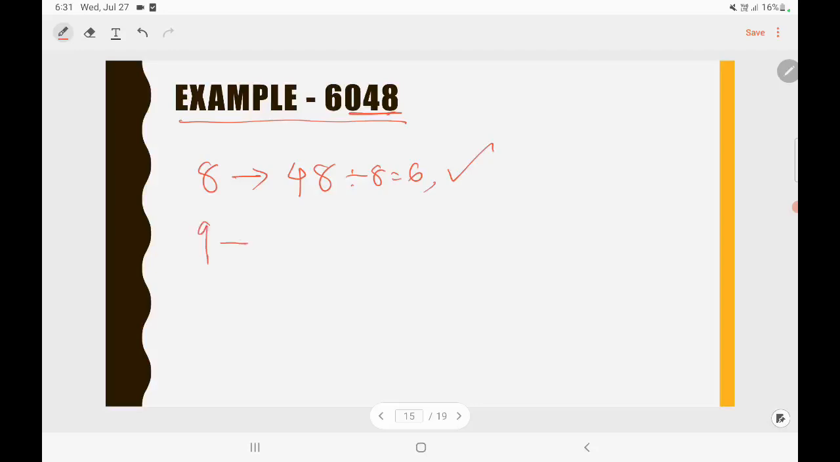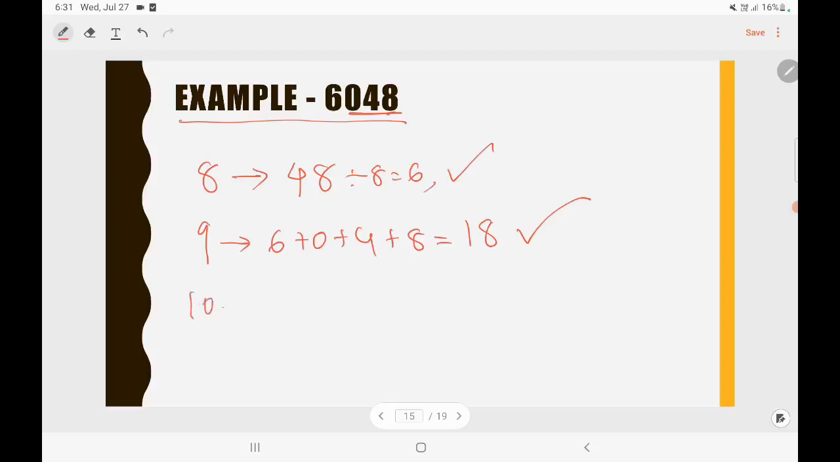Now for 9, what you need to do? You need to sum the digits. That means 6 plus 0 plus 4 plus 8, that is equal to 18. Is 18 divisible by 9? Yes, 18 is divisible by 9. Therefore, 6048 is also divisible by 9.